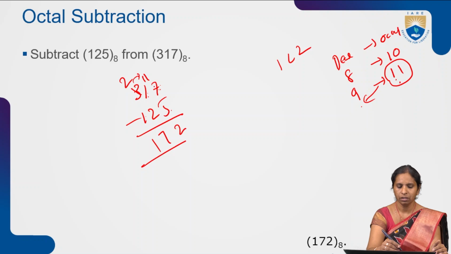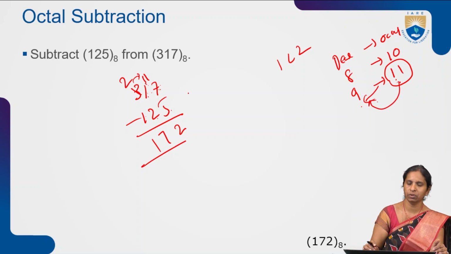So like that, if you want to get the borrow, then if any digit is less than the digit below it, you have to get the borrow from the next digit in that number. After getting that, for example here 11. So 1 plus 10 is 11. What is 11 in decimal? Nothing but 9. Then 9 minus 2 is equal to 7. Like that you have to perform the subtraction operation.